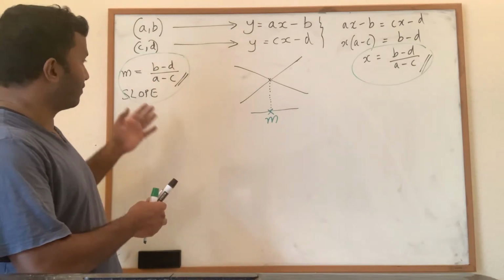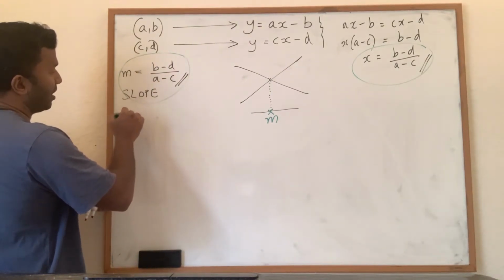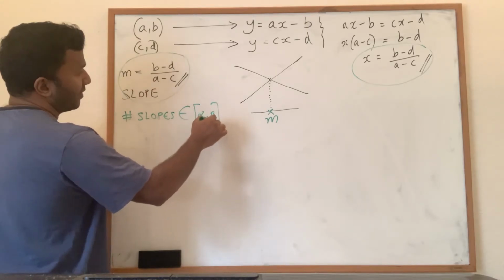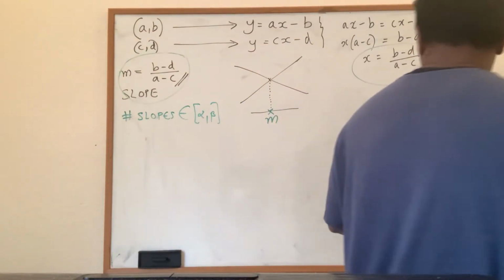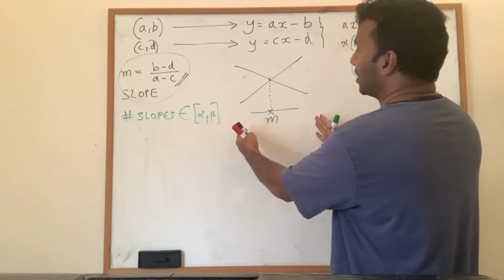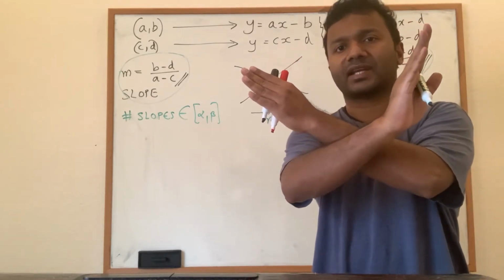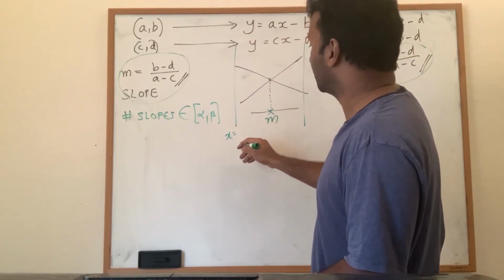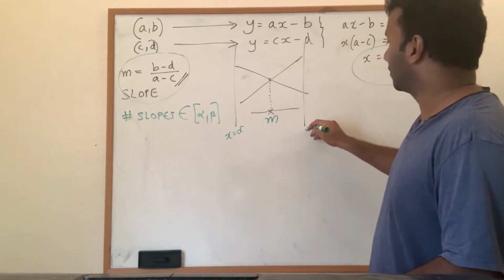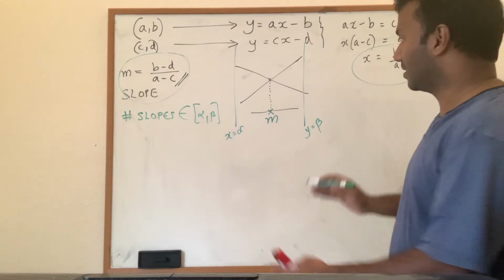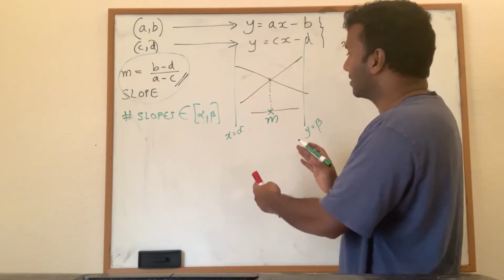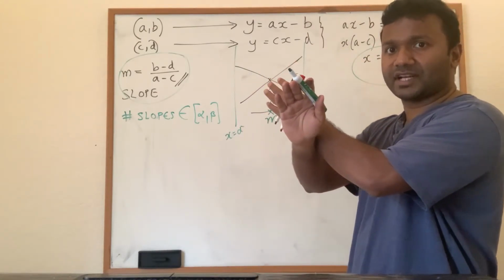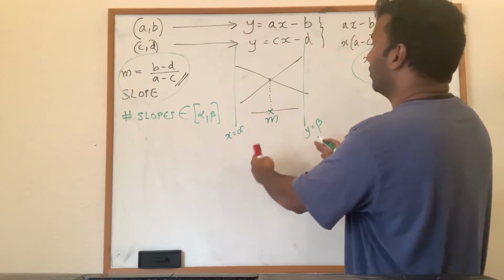So therefore, my original problem is to count the number of slopes between alpha and beta, which I can ask in the same way: count the number of pairs of lines such that they intersect between, say, 2 lines like this, where x is equal to alpha and x is equal to beta, 2 parallel lines parallel to the y-axis. So all I need to figure out is the number of lines after the transformation where the meeting point is within this window.